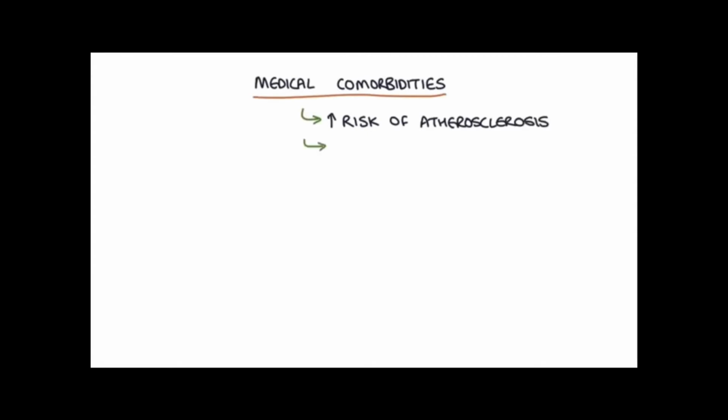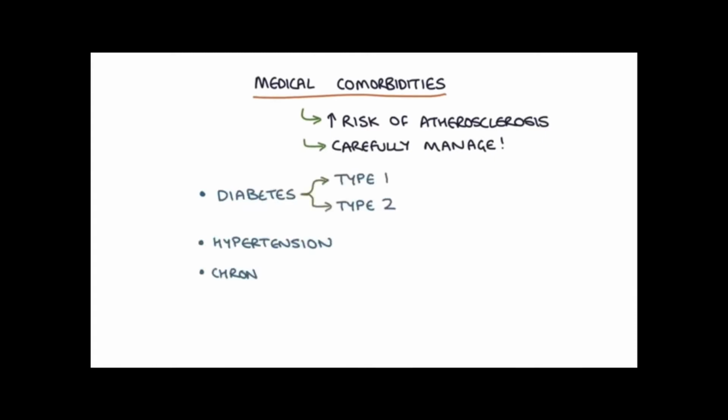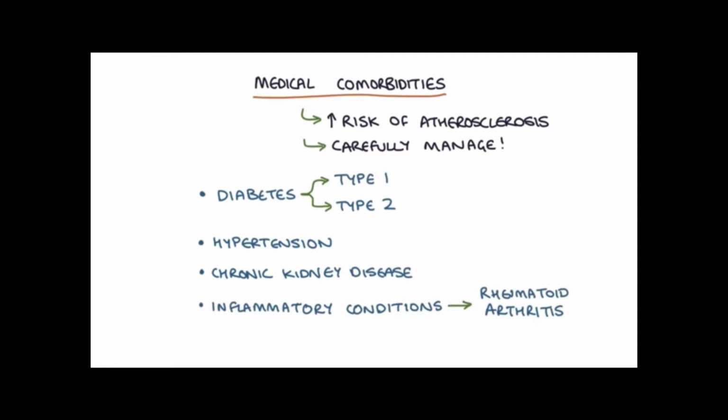There's certain medical comorbidities that really increase the risk of atherosclerosis, and these should be carefully managed to minimize the risk. And this is stuff like diabetes, type 1 and type 2, hypertension, chronic kidney disease, and then inflammatory conditions such as rheumatoid arthritis, because remember atherosclerosis is an inflammatory process, and atypical antipsychotics that might be used in schizophrenia.